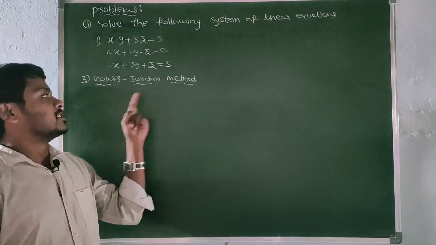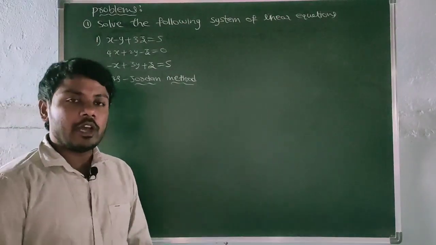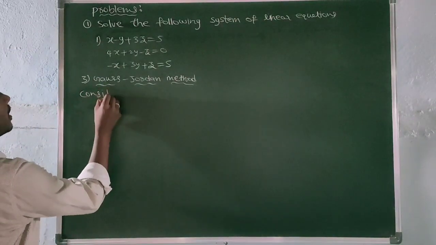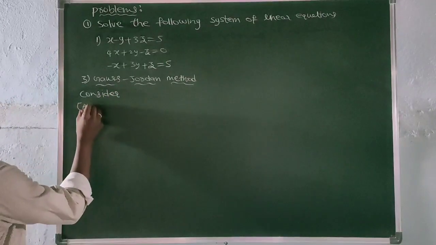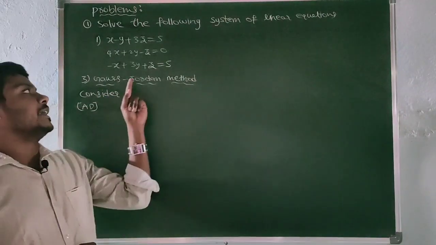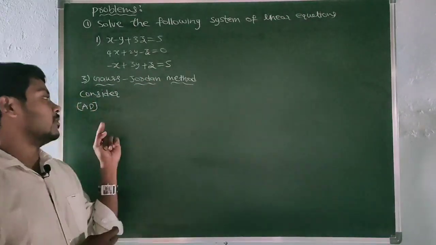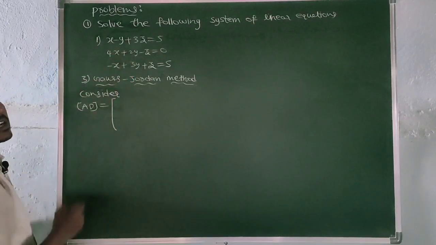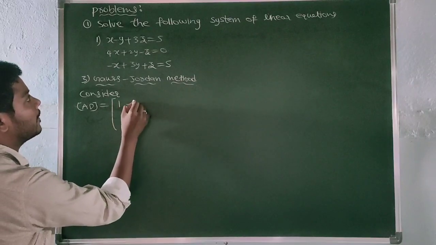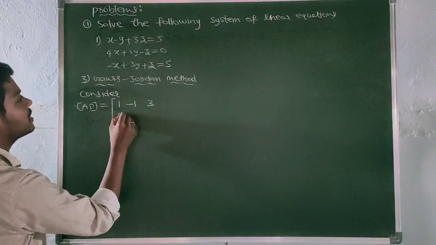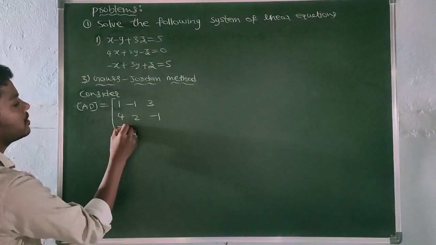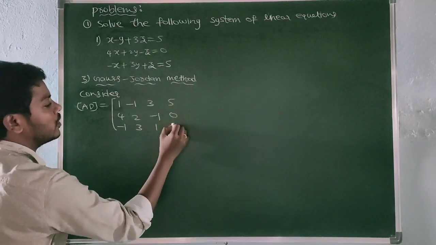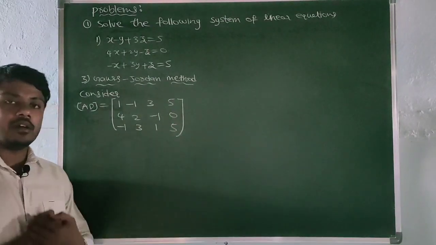See here, next one, Gauss-Jordan method. In this method we have to consider augmented matrix. That is, both coefficient and constant matrix is called augmented matrix. So that can be written as, first we have to write the coefficients of x, y, z, that are 1, minus 1, 3. Next 4, 2, minus 1. Next minus 1, 3, 1. Next write constant matrix, that is 5, 0, 5. So this is called augmented matrix.